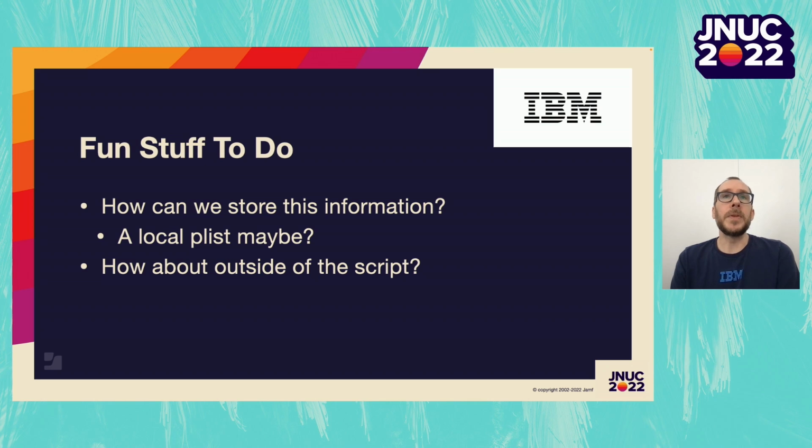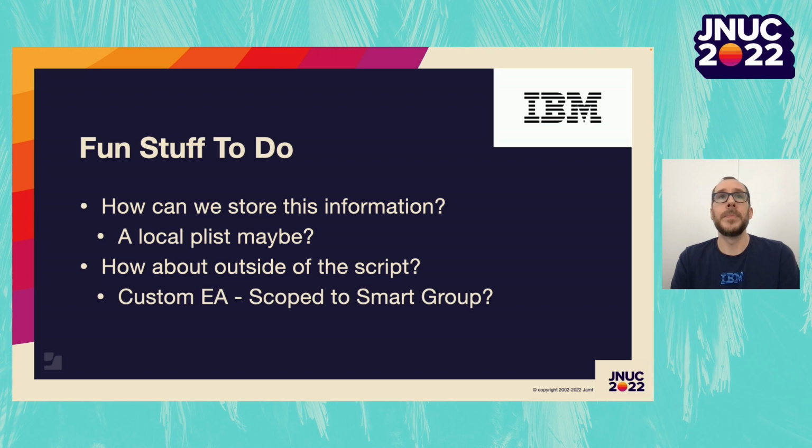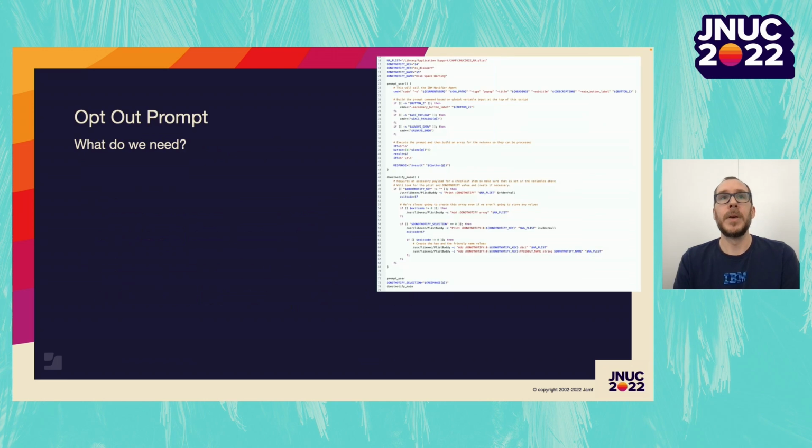But what if we wanted to store this somewhere that we could later use for policy scope? Well, we would need to create an EA script to read this plist and stick the information on which prompts have been configured for suppression into the computer object, and then create a smart group to filter devices based off of that criteria. The opt-out prompt itself is not too complex of a script to write.